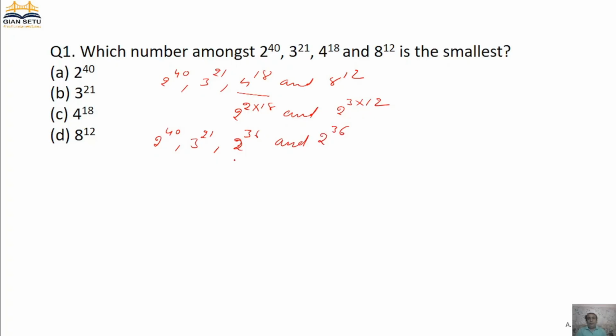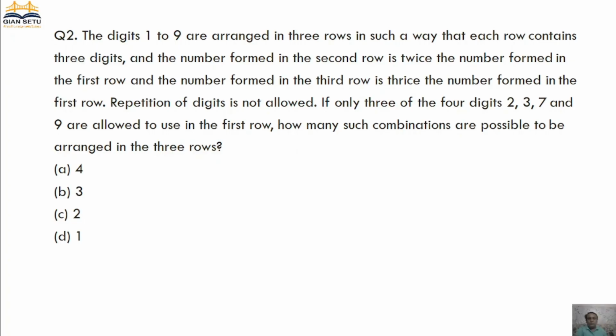Okay. Now these both numbers are equal, and the first number 2 raised to power 40 is not the smallest number, but according to the question one number has to be the smallest number, so we are left with one option, that is 3 raised to power 21. So 3 raised to power 21 is the smallest number, right? So here our answer is B. Let's move to question number 2.